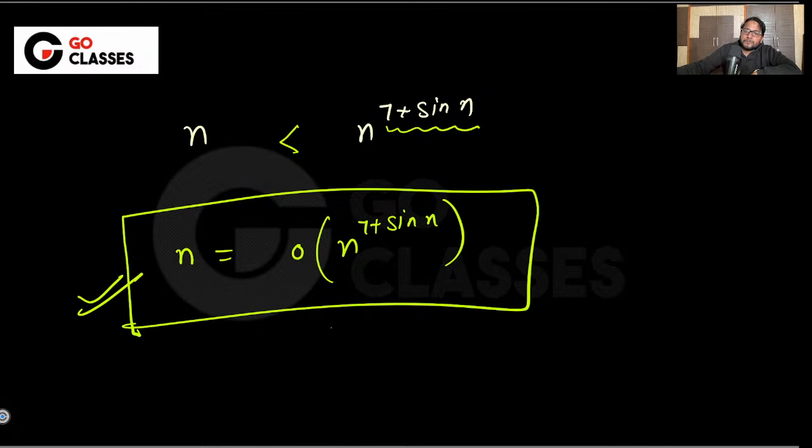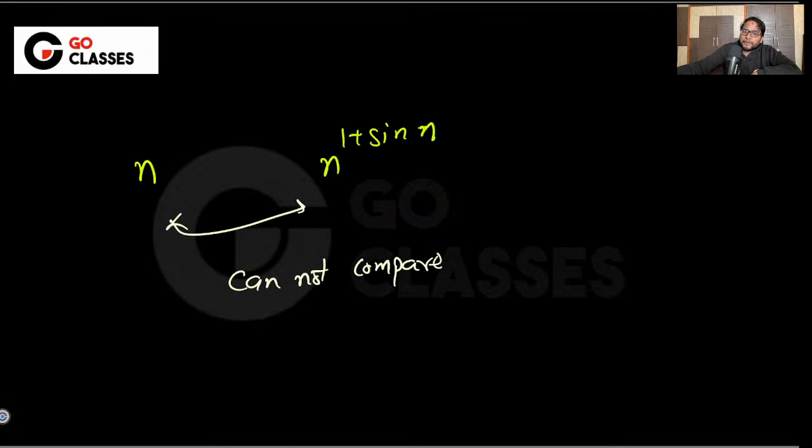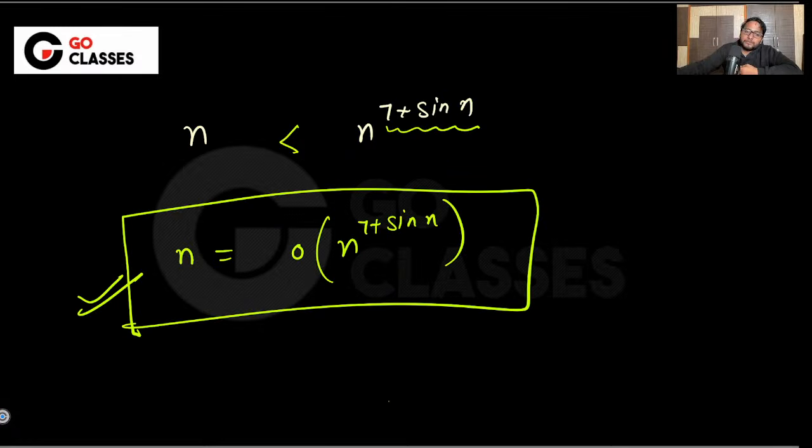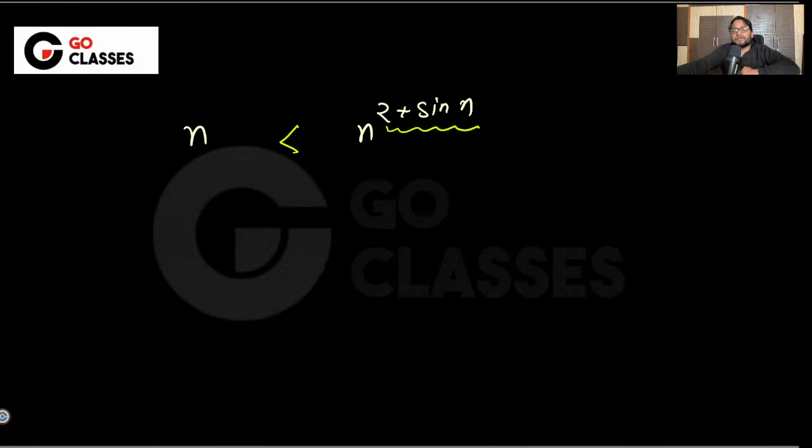Understood? If it is 1 plus sin n, you can't compare. What if it is something like 7 plus sin n? Let's suppose I ask you, can you compare 2 plus sin n? What about 2 plus sin n? Then you will say sometimes if sin n value is 1 or minus 1, then sometimes it is even 1. So that's why you will say it is lesser than or equal to.